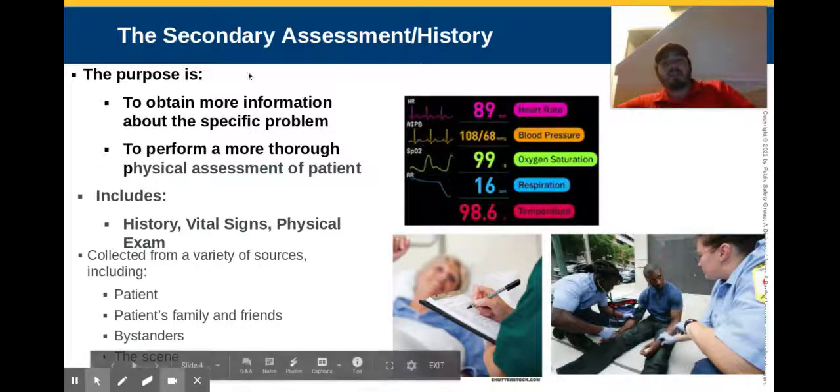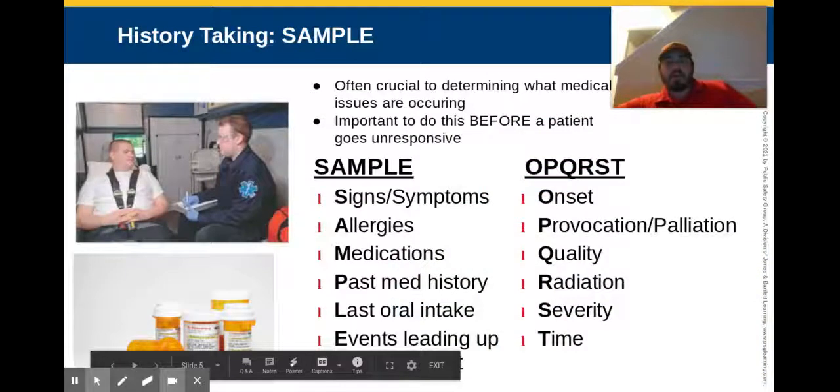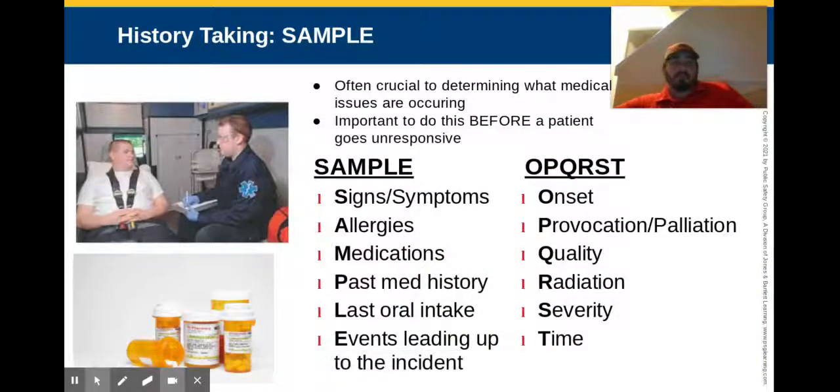So that's what the secondary assessment is as a whole. So let's jump into the parts here. All right. And really one of the crucial things to get right out of the way is taking a history. And we call it a SAMPLE history. It's one of our mnemonic acronyms there. All right. And getting a patient history is crucial to figuring out what's going on.